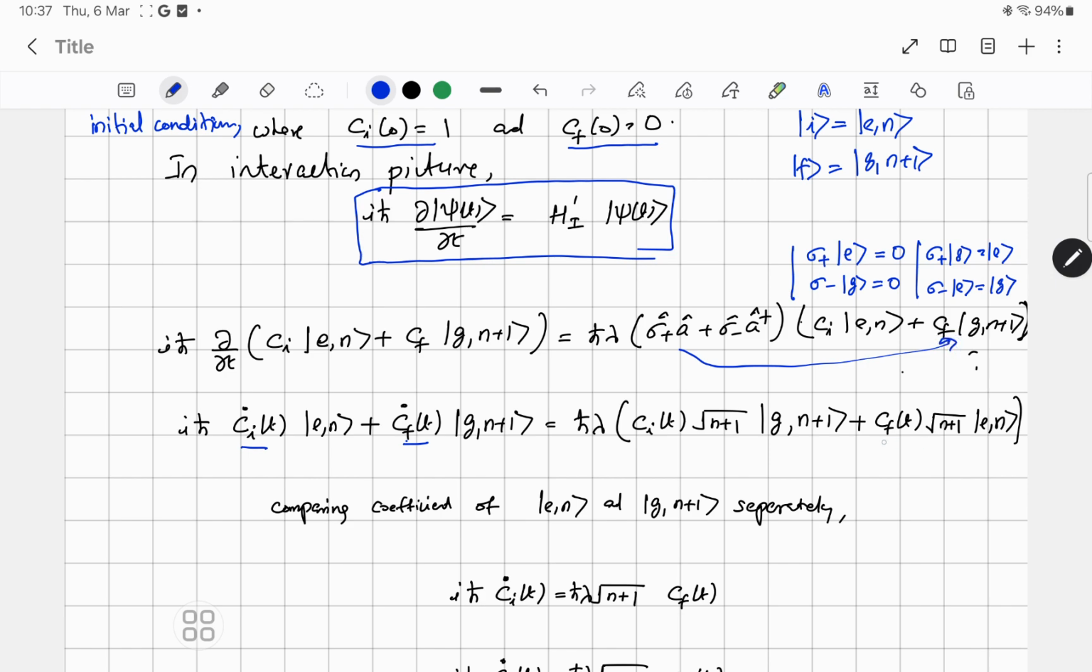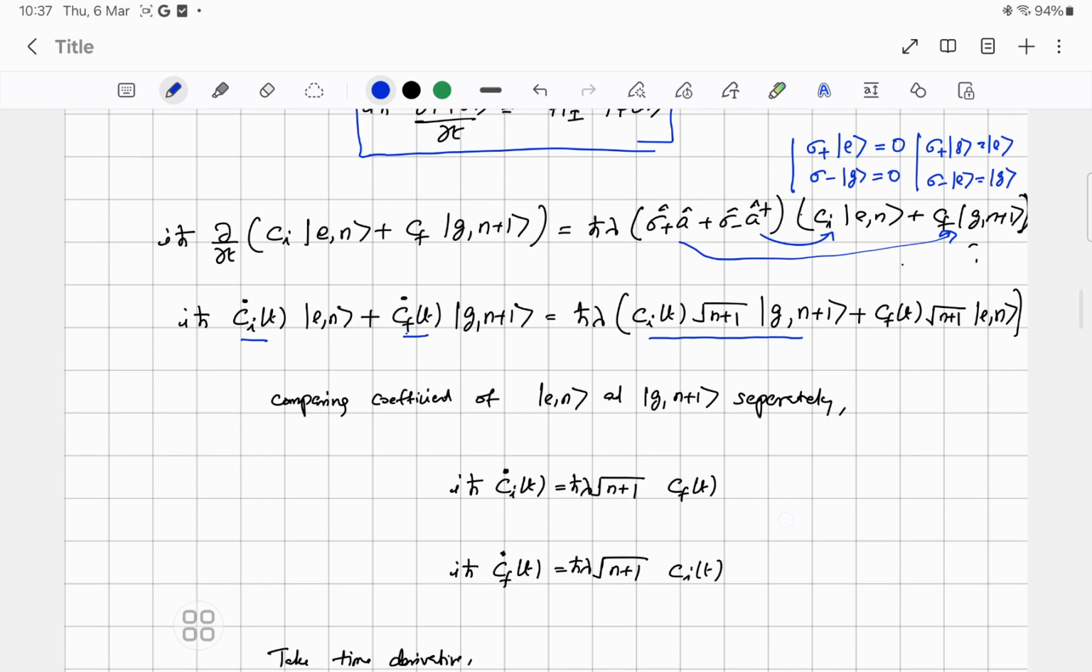Okay, so σ+ a action on this particular state will give a non-zero state, and that is what is written here. It becomes Cf of t root n plus 1 e, n, and σ− a† acting on this state would be non-zero. The atom would become the ground state, and a†, that is, one photon would be created, and that expression would become Ci of t root n plus 1 g, n plus 1. Okay, now next we can just compare the coefficients from both of the two different states, because here the states e, n and g, n plus 1 are orthogonal.